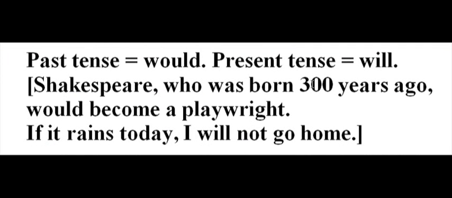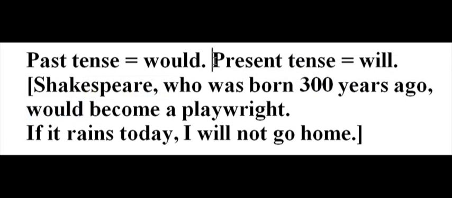If we're going to talk about the past tense, we need to use the word would. And if we're talking about the present tense, we need to use the word will. Let me give you an example. Shakespeare, who was born 300 years ago, would become a playwright. So we're talking about the past tense here. We're talking 300 years ago. And we're using a simple past, if you notice that, because we're talking about a time period, 300 years ago. 300 years ago, simple past, and the word would.